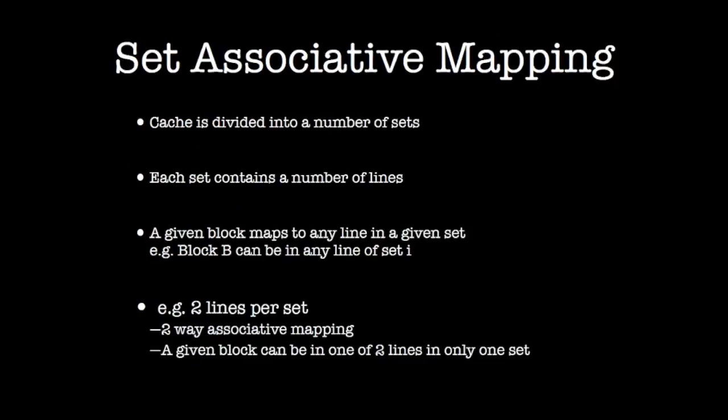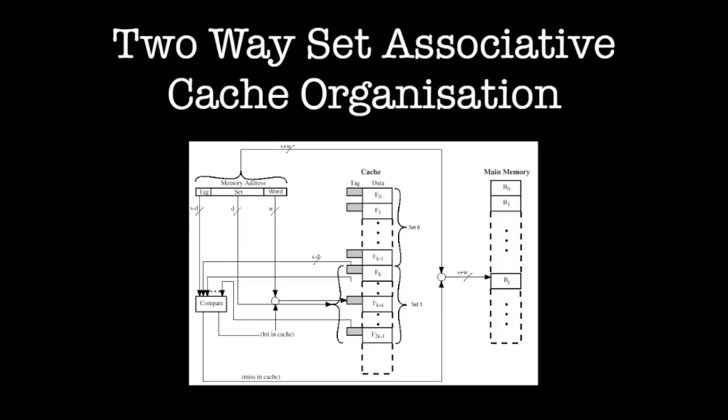Then another example, 2 lines per set, 2-way associative memory mapping. A given block can be in one of the 2 lines in only one set. Mark my words, in only one set. Then let's talk about two-way set associative cache organization. Again, the same slightly modified version of the previous diagram. We have a main memory, we have a cache, and we have a memory address, and then the working. The data is fetched from main memory into the cache and then to the memory address, which now has a tag, set and word, 3 different arguments.